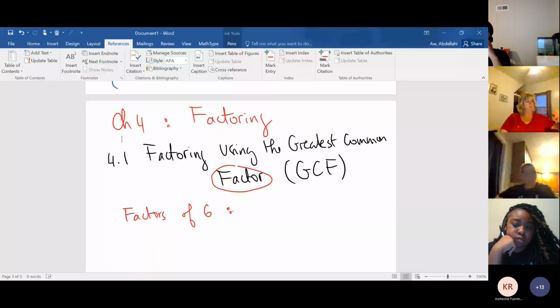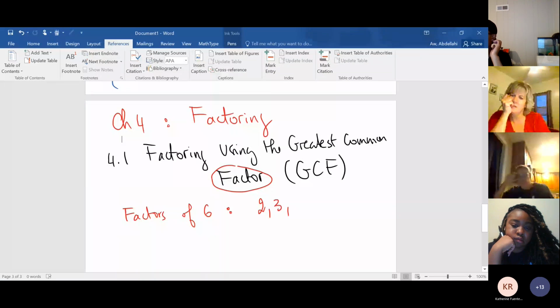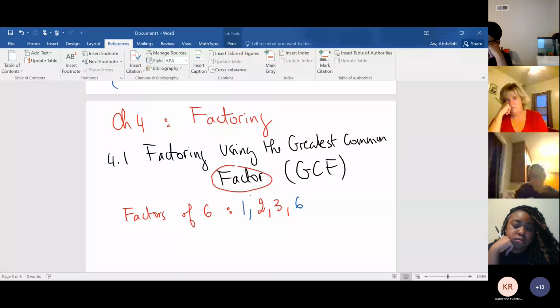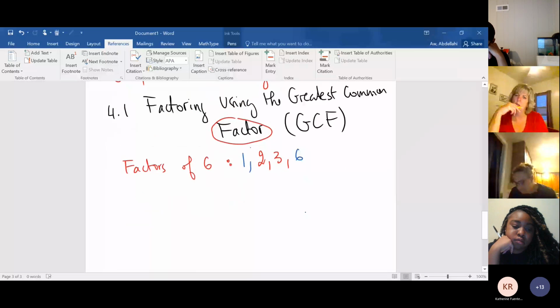2 and 3. I knew you guys were going to forget the most obvious ones: 1 and 6. You always have 1, and you always have the number itself. So would 6 be the greatest common factor? No. When you say common factor, we have to have at least 2 numbers. Yes, you see the factors of 6.